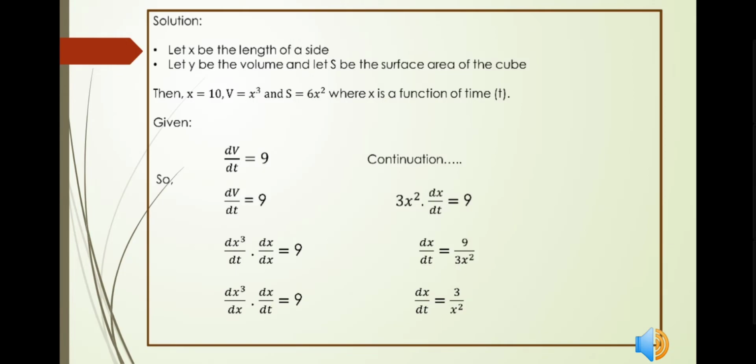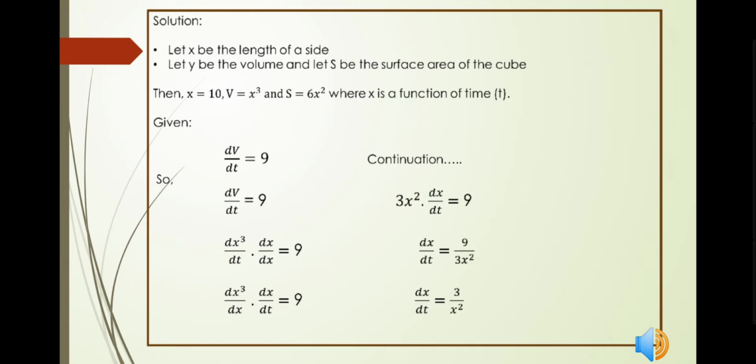To solve, let us first list the given. Let x be the length of a side, let v be the volume, and let s be the surface area of the cube. Then x equals 10, v equals x cubed, and s equals 6x squared, where x is a function of time. Given that the volume of the cube is increasing at a rate of 9 cubic centimeters per second, our given is dv over dt equals 9.